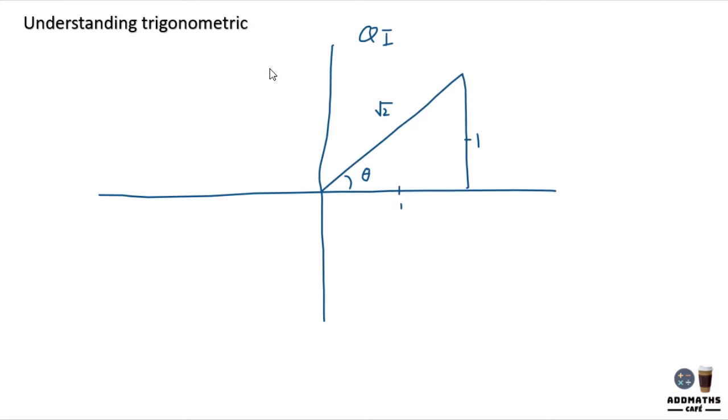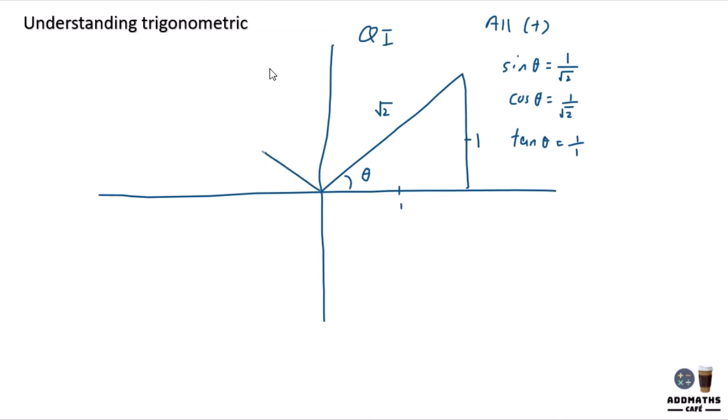So in this case, if I apply sine theta, it will be opposite over hypotenuse. And the same goes for cos theta, it will give me 1 over hypotenuse, adjacent over hypotenuse, and tangent theta will give me 1 over 1. In this case, when you do sine, cos, tangent, all are positive.